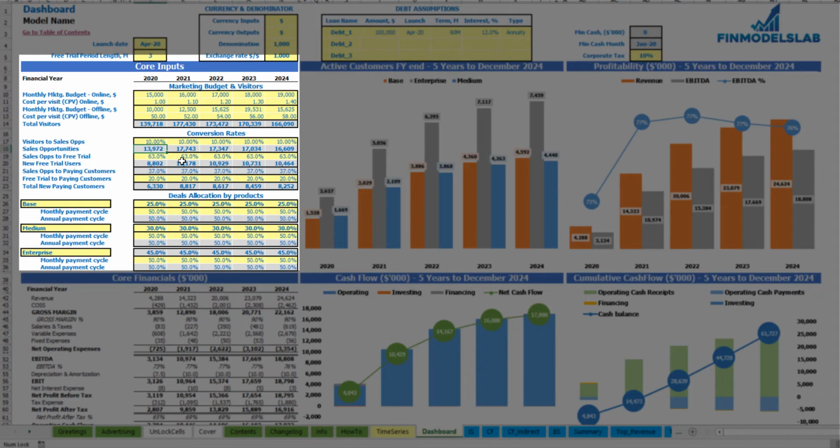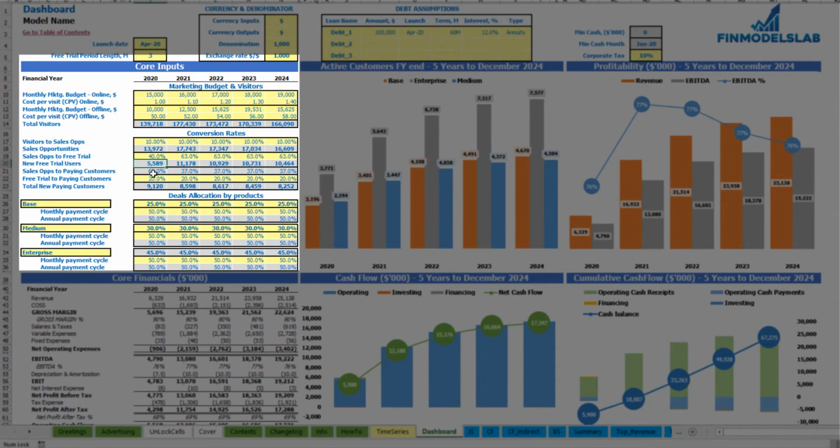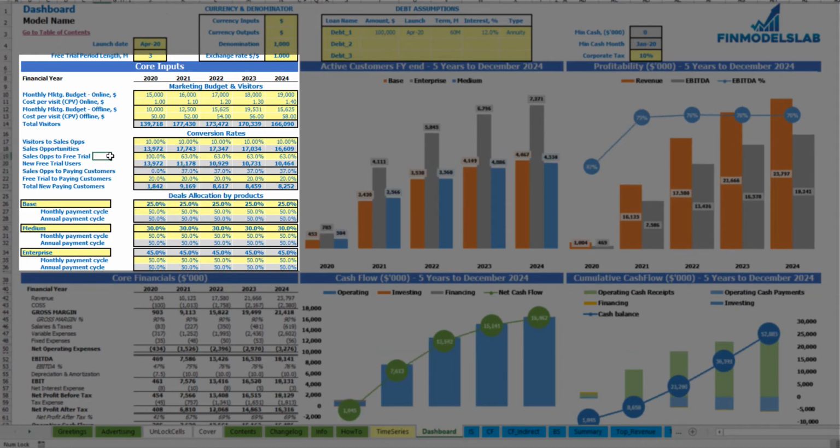And the next step is free trials. The model assumes that some opportunities can convert directly to paying customers. So sales opportunities to free trial can be, for example, 40%, and the other 60%, which is 100% minus 40, will be converted directly from sales opportunities to paying customers. If you don't need free trials, you can just put 100%, and this means that all your sales opportunities will go to free trial and then convert to paying customers.